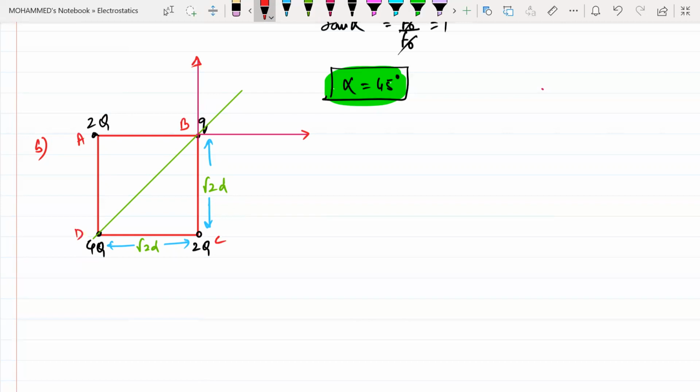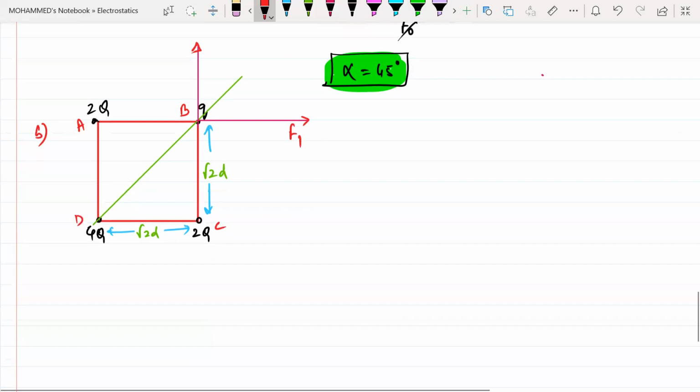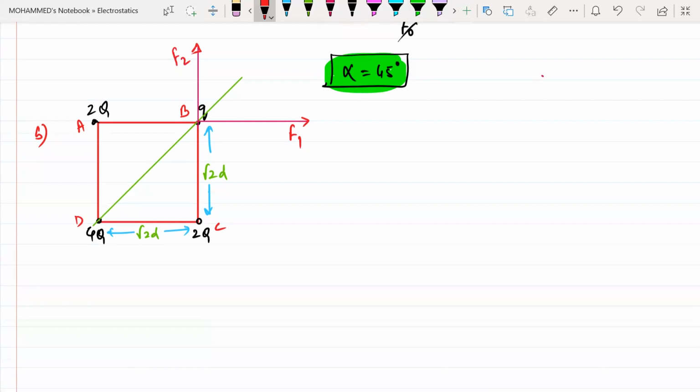Force exerted by A on B is, say for example, F1. Now force exerted by C on B is F2. And force exerted by D on B will be F3. Totally three forces are acting. Now tell me, what is the value of F1, beta?